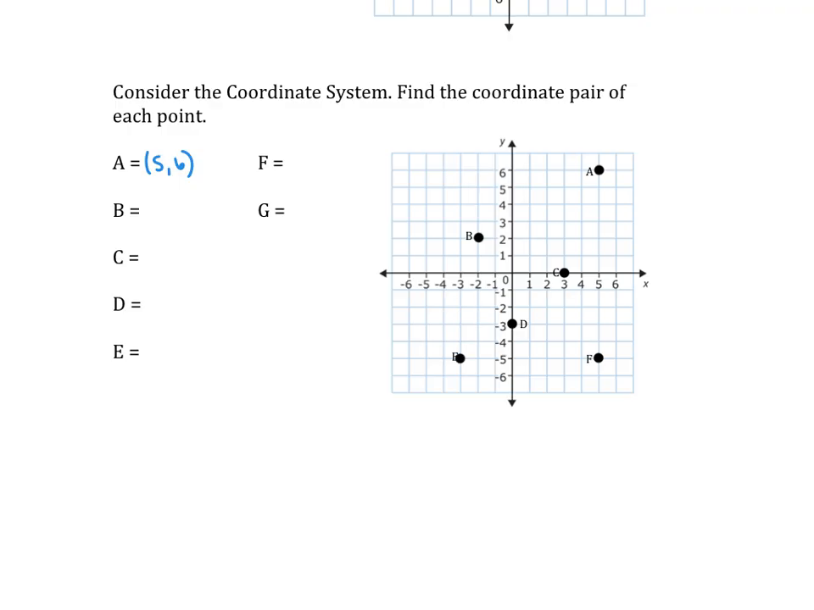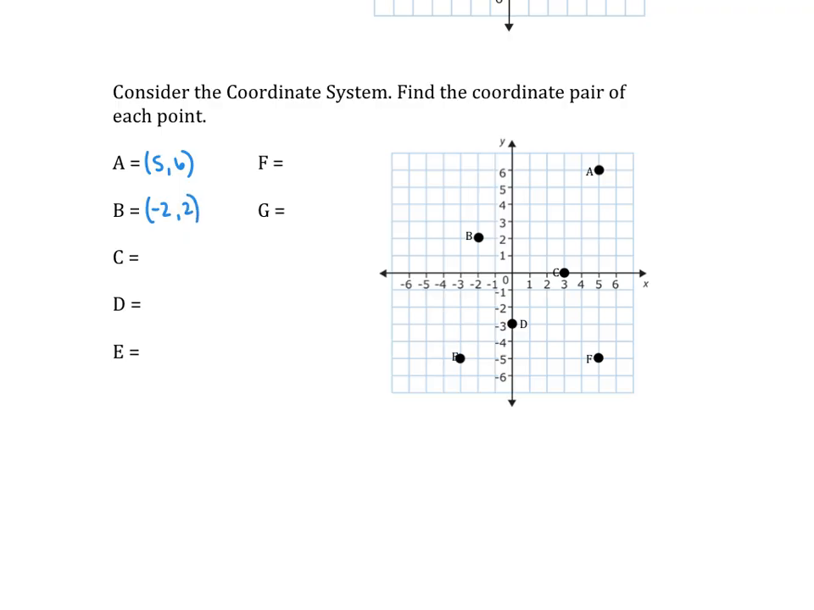All right, letter B is back 2 spots. So back to the left, and to the left represents a negative, so -2, and then up 2. So that ordered pair would be (-2, 2).